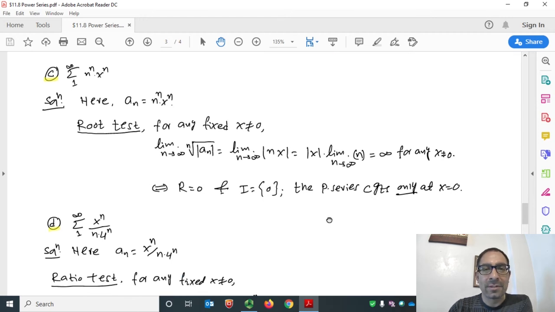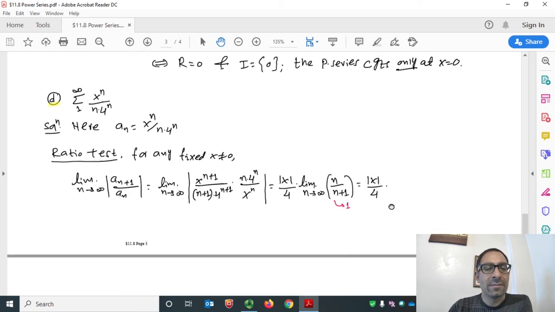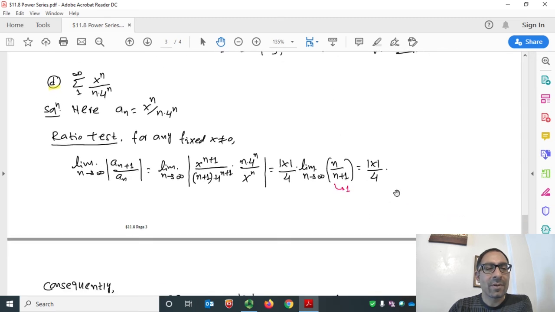Great. Let's move on. Question part D. The given power series is the summation, n runs from 1 to infinity, of x^n over n times 4 to the power n. Begin the solutions. Here a_n equals x^n over n times 4^n. So now let's use the ratio test.